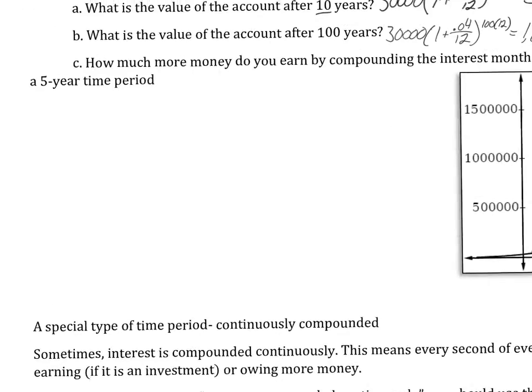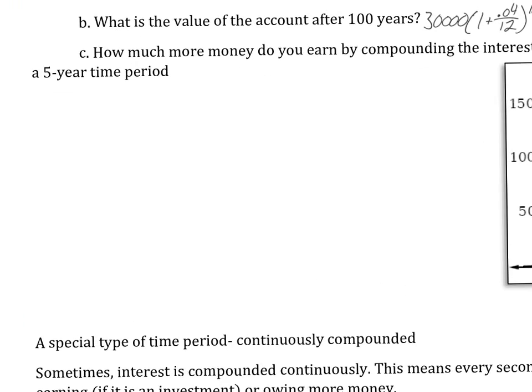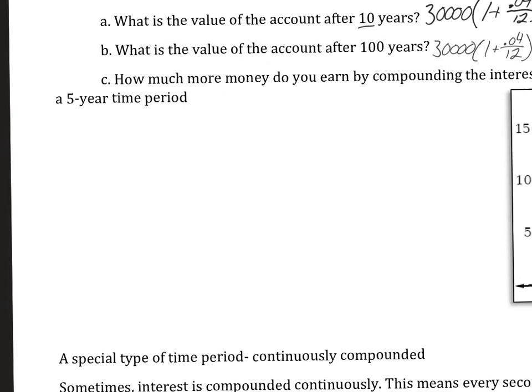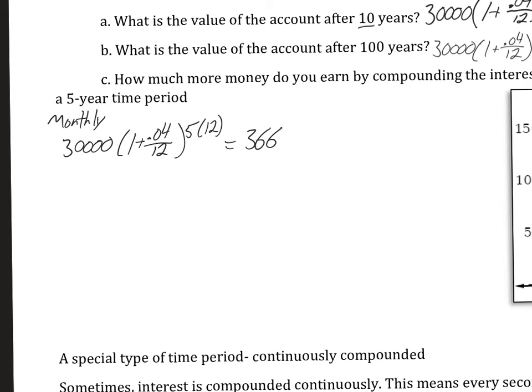Okay, how much more money do you earn by compounding the interest monthly than quarterly over a 5-year period? Okay, so let's go ahead and try this out. Let's do monthly first. So for monthly, we have 30,000 times 1 plus 0.04 divided by 12. And then we're looking at 5 years, right? So when we plug that in, that's going to give us 36629.90.